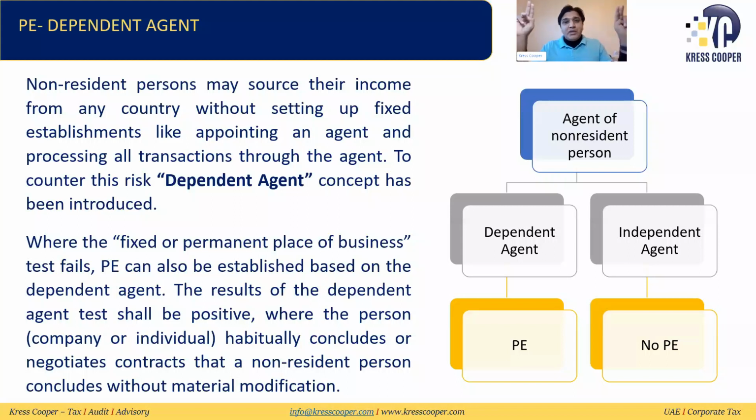So basically two things: if the dependent agent is acting exclusively on behalf of the non-resident person, negotiating and concluding contracts, then it will be assumed that the non-resident person has a PE in the UAE. On the other hand, if this is an independent agent, then it will be assumed that the non-resident person has no PE in the UAE. Hopefully it will be clear to everyone.